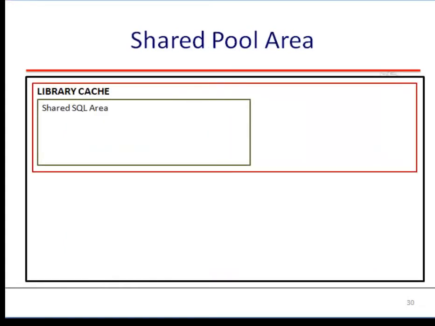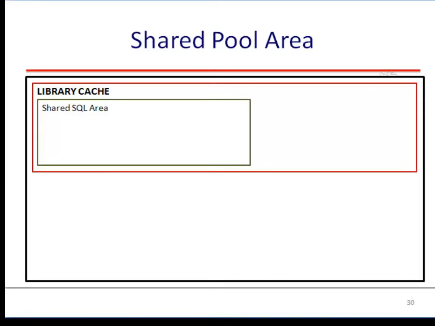Now, the next important component after the database buffer cache and the log buffer cache is the shared pool area. Now, this is very important both for a DBA as well as for a developer. Now, the shared pool area comprises the library cache, the dictionary cache, and the result cache. Now, within the library cache, there are two components. The first one is the shared SQL area.